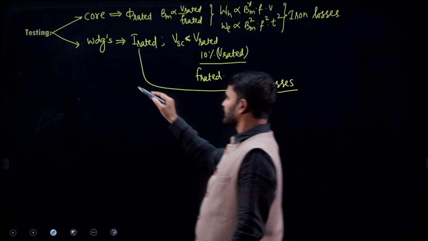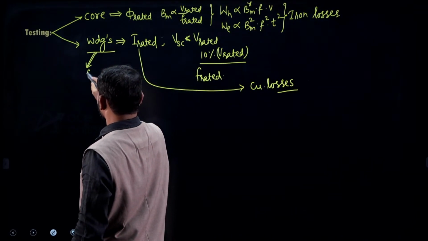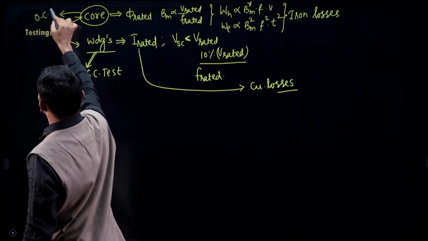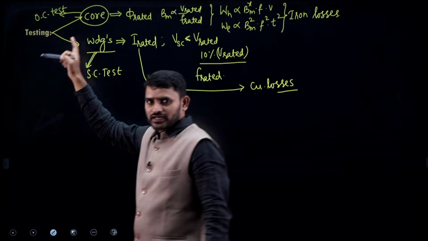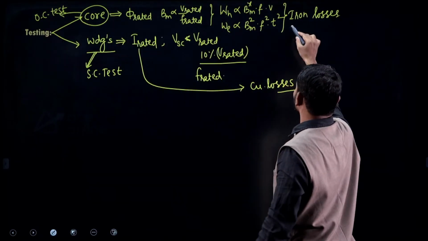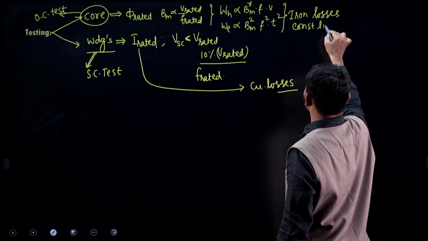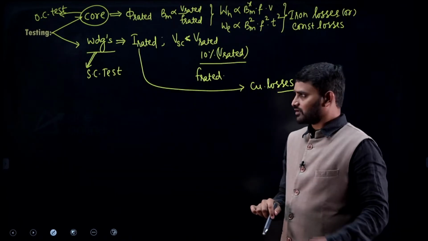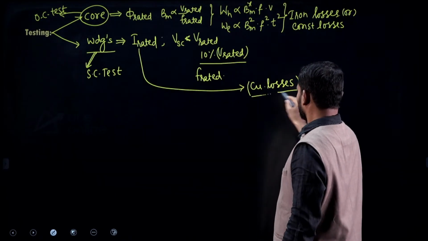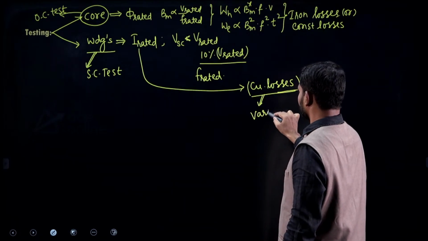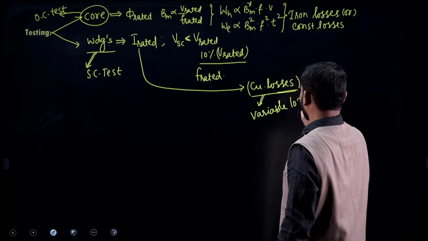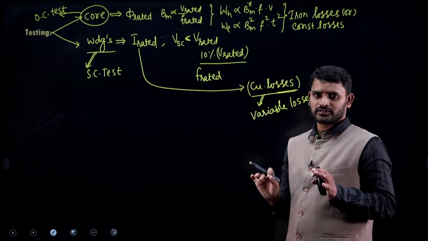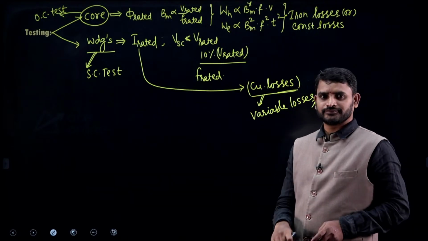So the winding test is also called the short circuit test. The core test is also called the open circuit test. In the open circuit test, you will find out iron losses. We also call these constant losses. And in the winding test or short circuit test, we will find copper losses. We also call them variable losses.